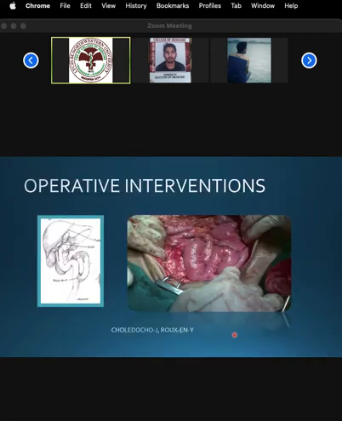So a choledochojejunostomy, okay, Roux-en-Y fashion. So that is the common bile duct, and this is the proximal limb or the Roux limb of the jejunum, okay? And this is the Y limb.